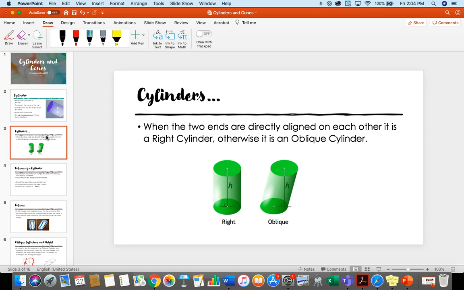When the two ends of the cylinder are directly aligned on top of each other, we refer to this as a right cylinder. Otherwise, it is an oblique cylinder. So that's if it is slanted: if the top base is not directly on top of the other base, it is an oblique cylinder.